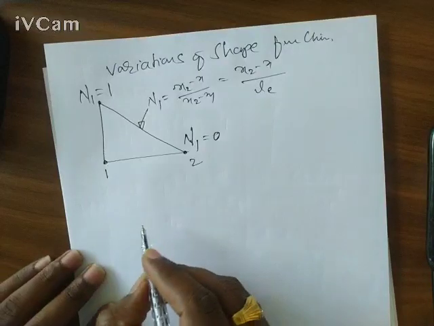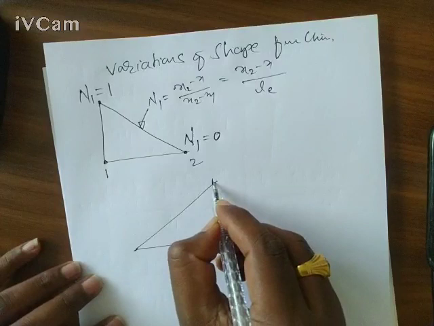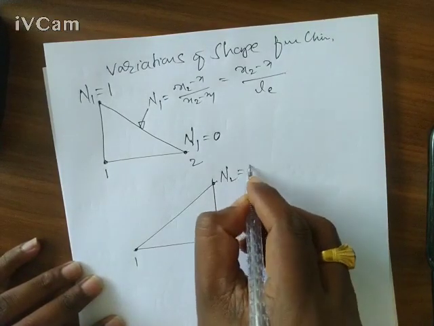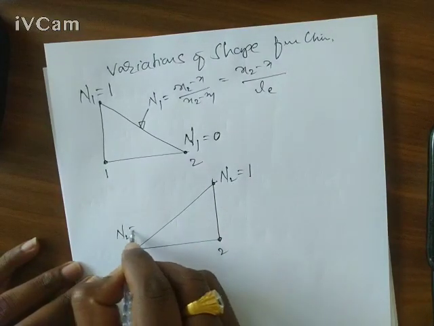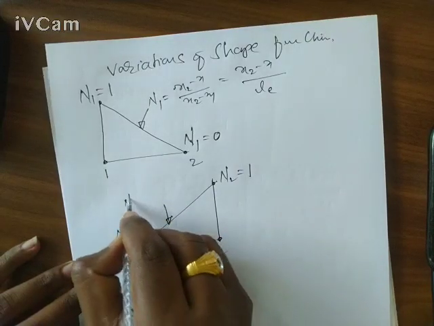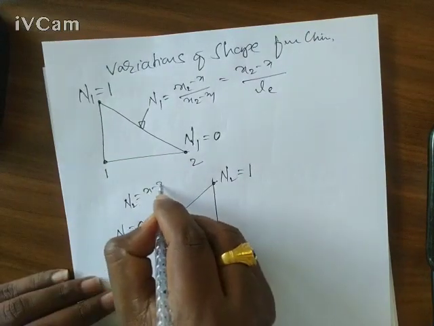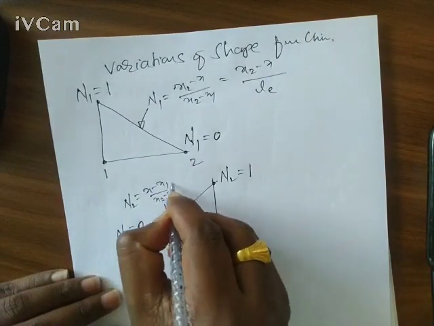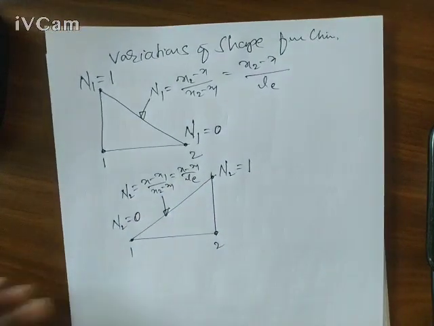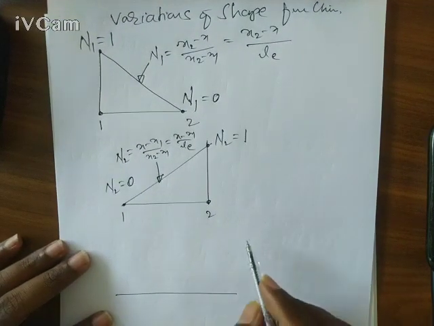Now I am going to write the second shape function. This is node 1, this is node 2. The N2 shape function will be 1 at node 2 and N2 at node 1 will be 0. N2 can be given as x minus x1 divided by x2 minus x1. Further it is written as x minus x1 divided by L e. So, put together, I can write like this.